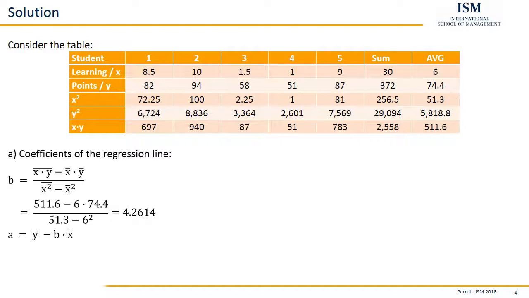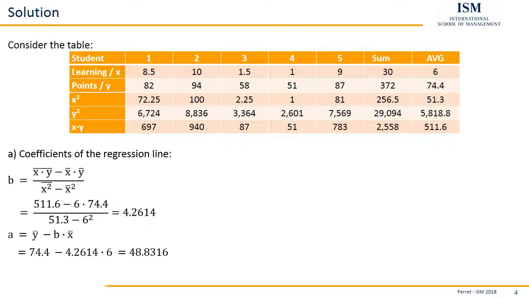This slope we can then use to get our intercept. The intercept is defined via the average of y minus b times the average of x. So here we have 74.4 minus 4.2614 times 6, resulting in a value of 48.8316.